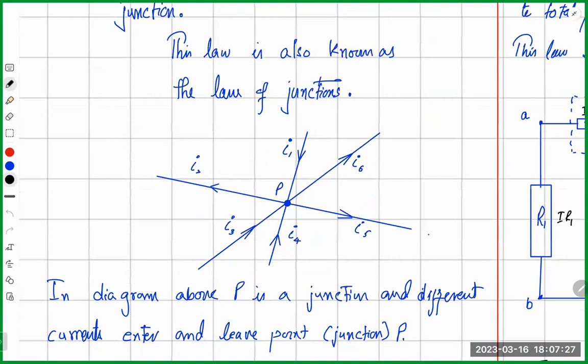Let's say P is a junction, different currents are coming and leaving P. Let's see which currents are approaching P. Using arrows, you can see I1, I3, and I4. They are all coming towards P. What currents are leaving P? I2, I5, and I6. So according to Kirchhoff's law, the total current that is coming, which is I1 plus I3 plus I4, should be equal to the total current that leaves, which is I2, I5, I6.